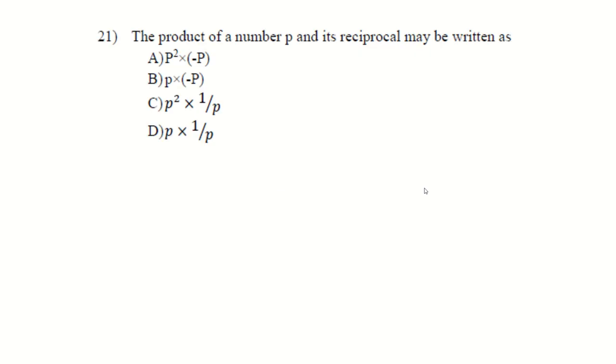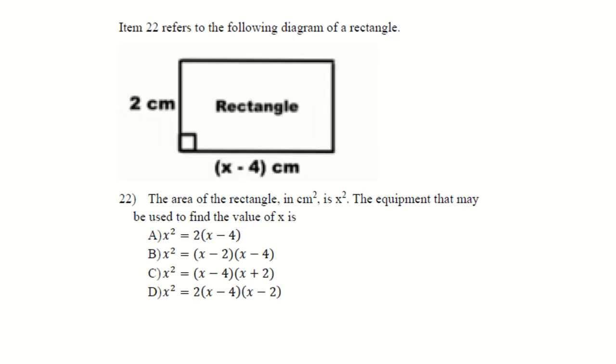The first question says the product of P and its reciprocal may be written as. Now, they said P multiplied by the reciprocal of P, which means the product. Product means to multiply. We are multiplying P and the reciprocal, which would be P multiplied by 1 over P. So that would be D, number 21. The reciprocal of multiply by P is divide by P, right?